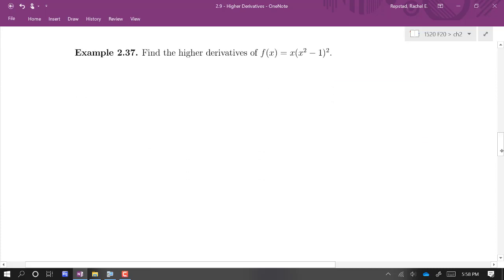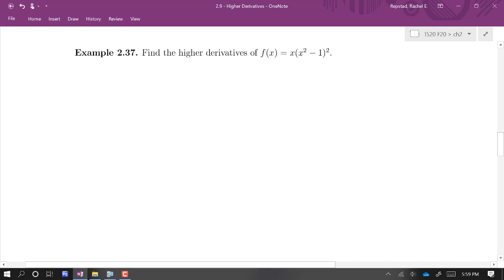So let's do an example. In the last one, we talked about how when we had a polynomial and you keep taking derivatives, you'll eventually get to 0. That's only true for polynomials. When you see an exercise written like this, where they don't say find the second derivative, or find the first, second, and third derivatives, they say find the higher derivatives. That means all of them, and they only ask that question if what you have is a polynomial. And this is a polynomial.